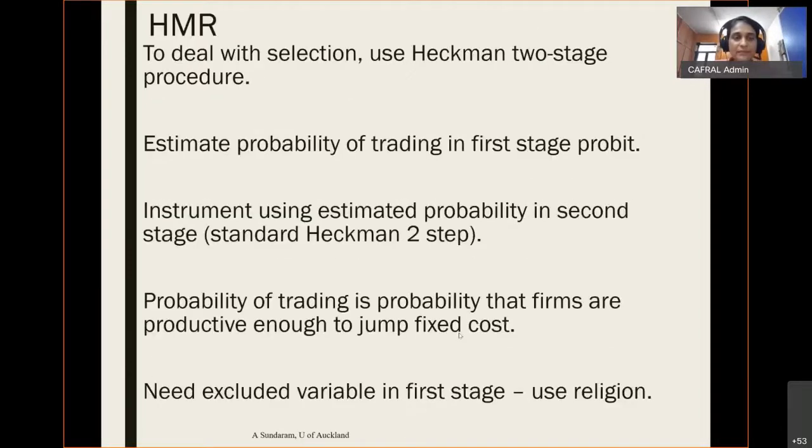And so the way that they deal with this is they use this Heckman two-stage procedure. So in the first stage, some of you who have done labor economics and econometrics will be familiar with what the Heckman selection model is, right? So all you're going to do is run this in two stages. In the first stage, you're going to estimate the probability that a country I trades with country J. Okay? And that probability is a function of how many firms really are able to jump that fixed cost. So in a sense, it is a function of the fixed costs of exporting. So you estimate this probability of trading in a first stage probit model. You then get your predicted probability of trading. And then you instrument using the estimated probability in the second stage. So that's your standard Heckman procedure. You get the predicted probability, stick that into the second stage, and that will control for this extensive margin selection effect. So the probability of trading is the probability that firms are productive enough to jump the fixed cost.